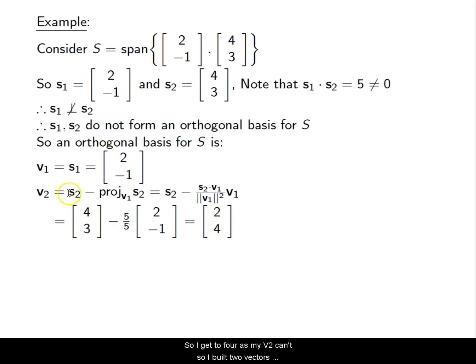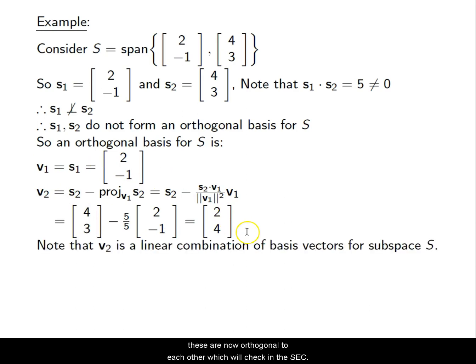So I get 2, 4 as my v2. Okay, so I built two vectors. These are now orthogonal to each other, which we'll check in a second. But note that this v2 is a linear combination of the basis vectors I have already.